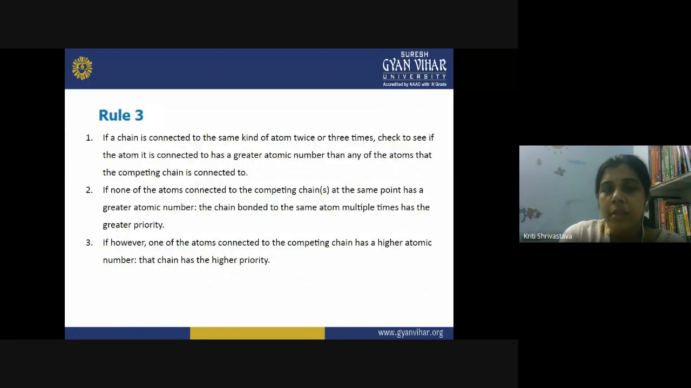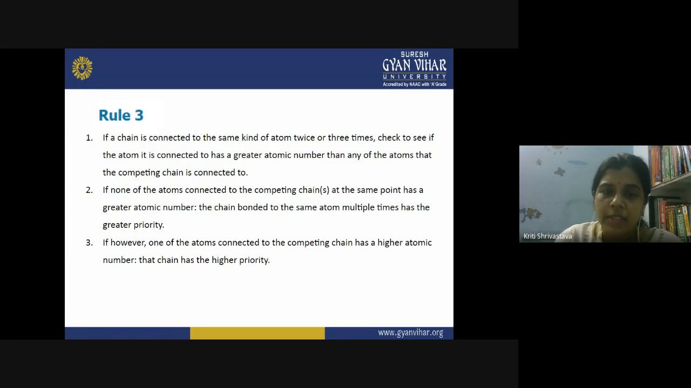Then you have rule number three. If a chain is connected to the same kind of atom twice or thrice, we are moving inside the chain, but again and again you are getting similar types of atoms attached. So what will you do? Check to see if the atom it is connected to has a greater atomic number than any of the atoms that the competing chain is connected to. So now you will check the atomic numbers, and the chain with atoms of greater atomic number will be given the priority.